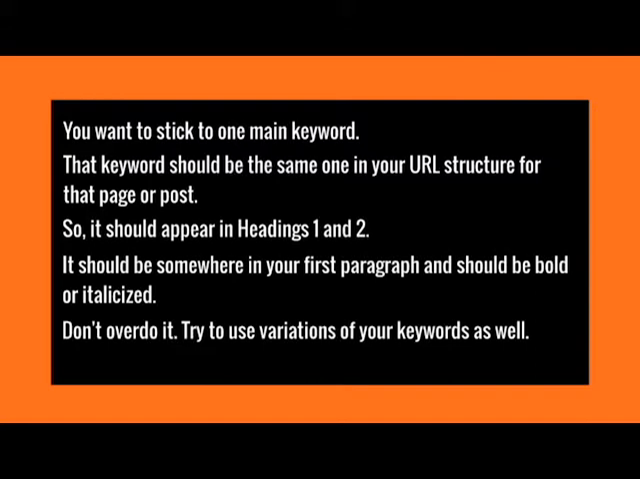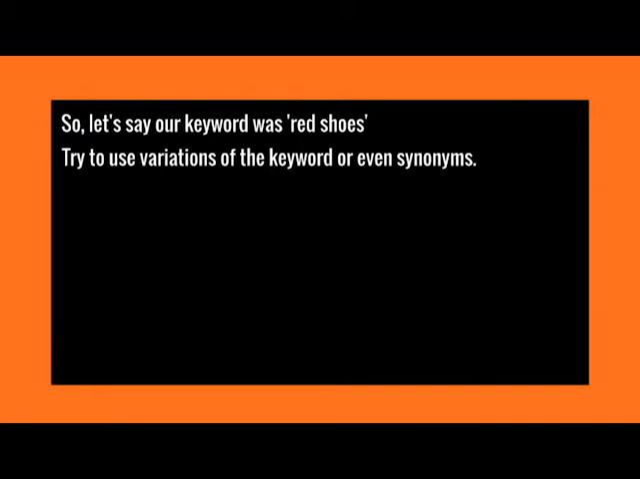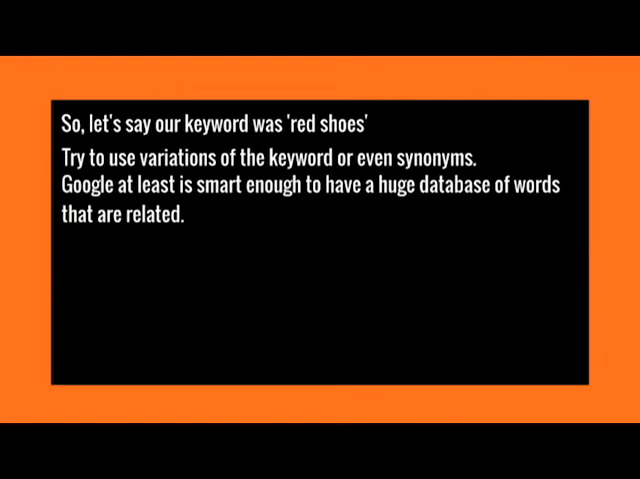You've got to remember that first and foremost, you're writing for the human being. So when you put your keyword in your text, you're going to make sure that it makes sense to the human. Then, you want to try to use variations of your keywords as well. So, let's use the example that we talked about earlier in the URL structure video, which was about red shoes. You want to try to use variations of the keyword or even synonyms.